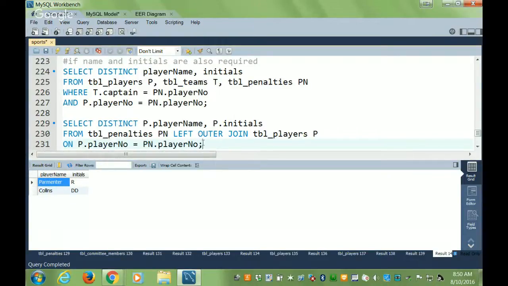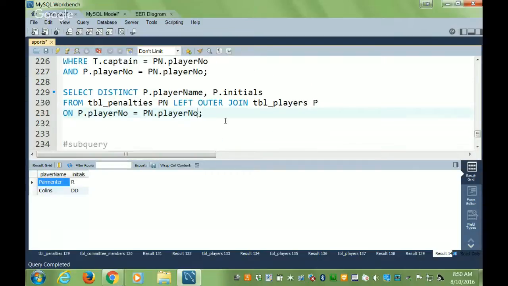You know what? I think we can do it. We can first find out people who paid a penalty, their names and initials, and then join it with the captain table. That's all we need. We just need to join it with the captain's table, right? Why do I have to do the left outer join first? Because of that name and initials that I need, which are coming from the first table.